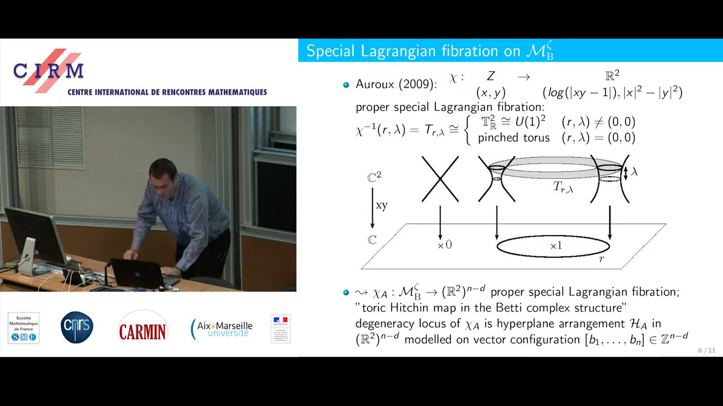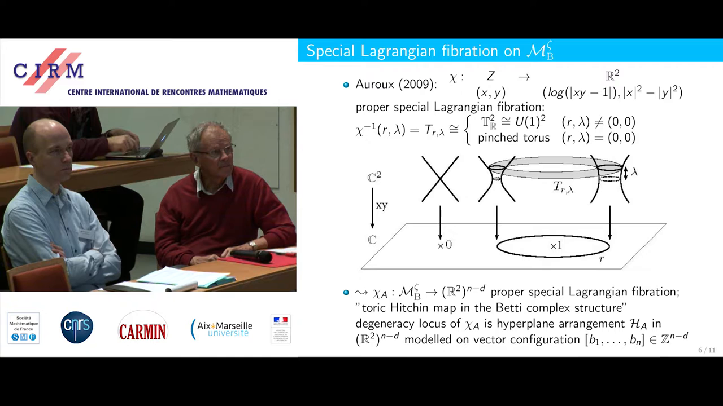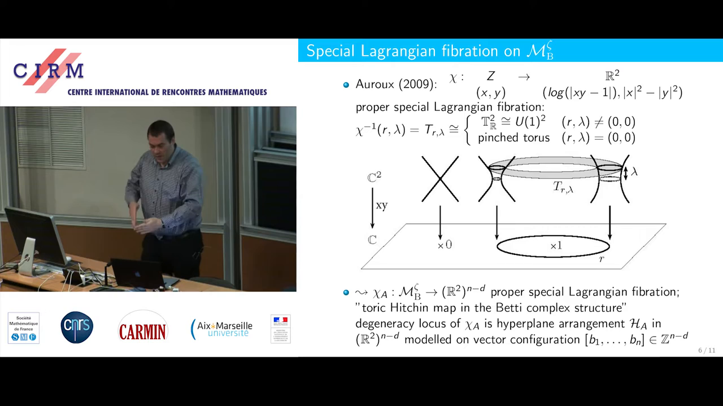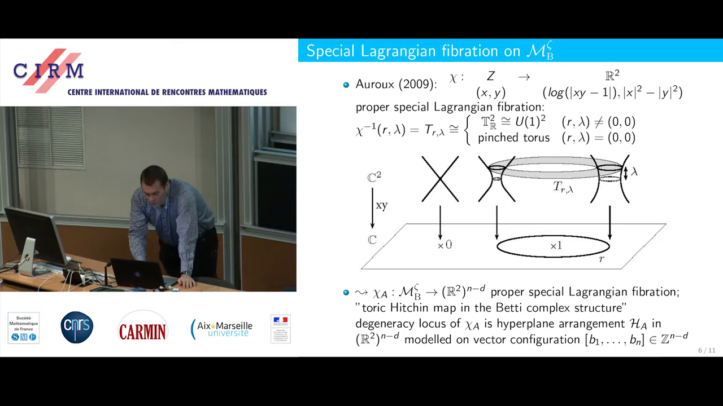Okay, so now we can start to think about, usually if you had studied the Hitchin fibration, the first thing you start to think about is the degeneracy locus of the map. And it turns out, in this toric simple combinatorial case, it's going to be the same hyperplane arrangement, complexified to live inside this space R^(2n-d) over these linear spaces. In general, we only know their direction, and they will be some affine hyperplane arrangement down there, modeled on a vector configuration, the same vector configuration, the same hyperplane arrangement as before. But now the map is proper, and then we can try to think about this as if it was the Hitchin map.